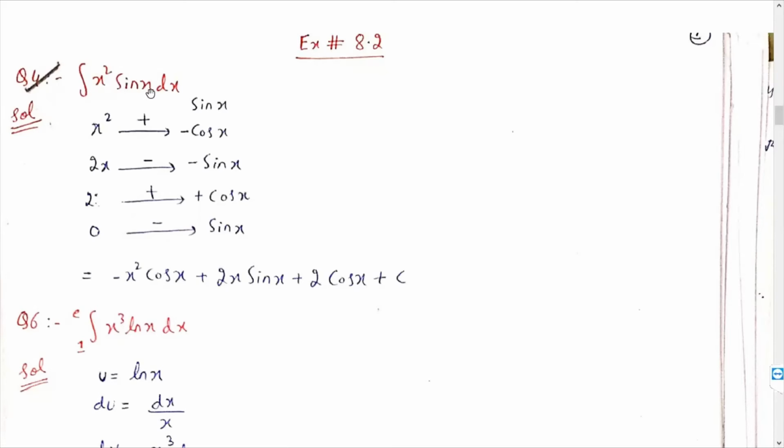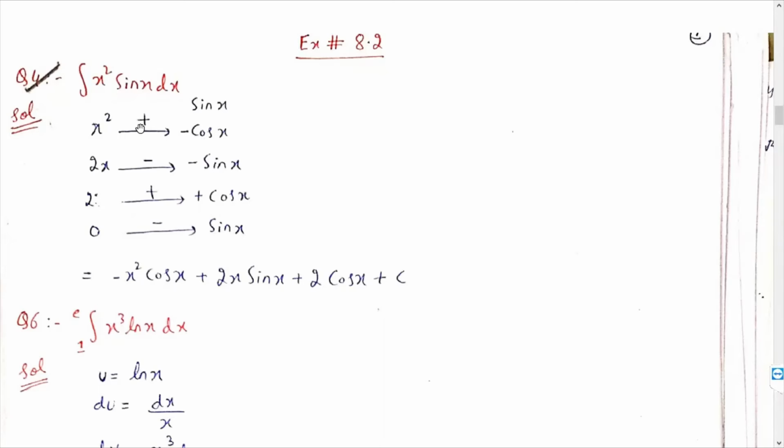This is f of x, this is g of x. Take the derivative of x square. Derivative of x square is 2x. Once again, derivative of 2x is 2 and derivative of 2 is 0. Now integrate sine x. The integral of sine x is minus cos x. Integral of minus cos x is minus sine x. Integral of minus sine x is plus cos x. And integral of cos x is sine x.